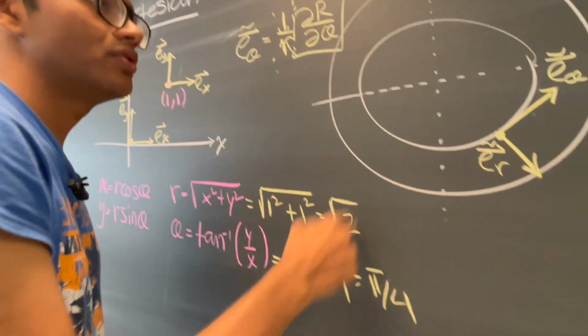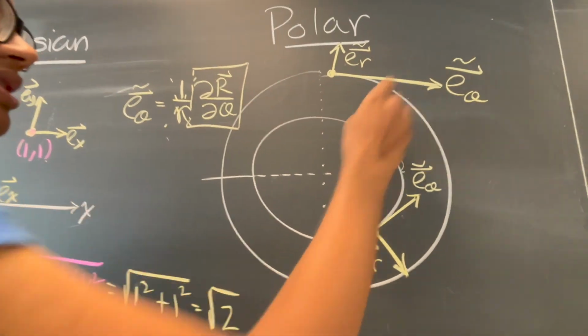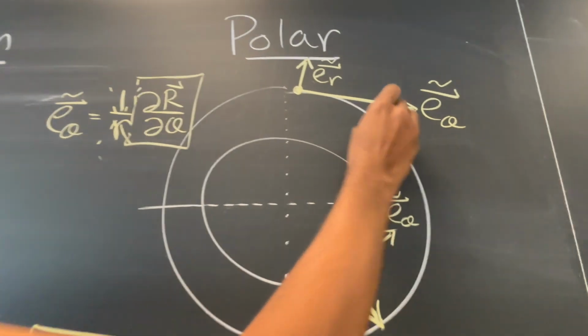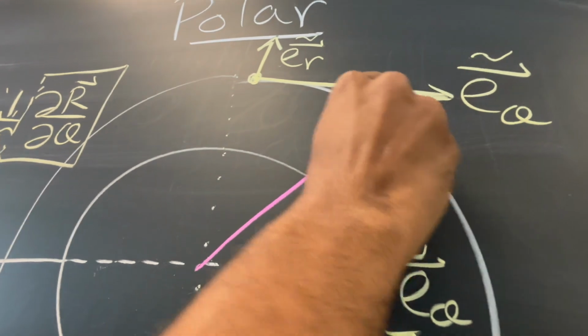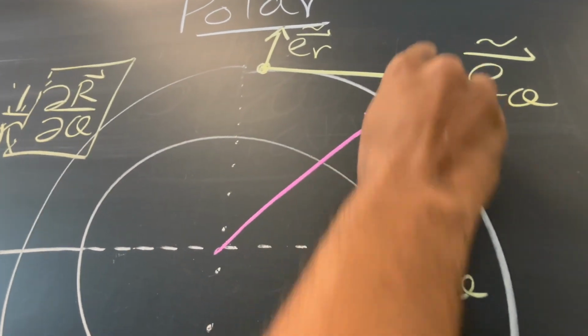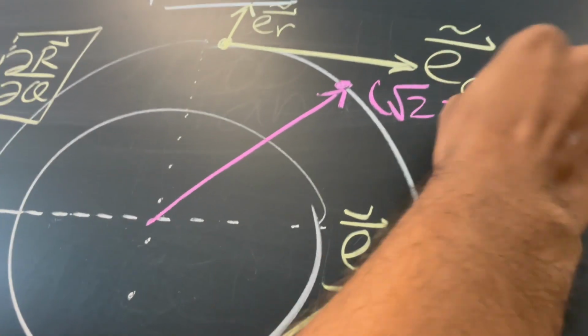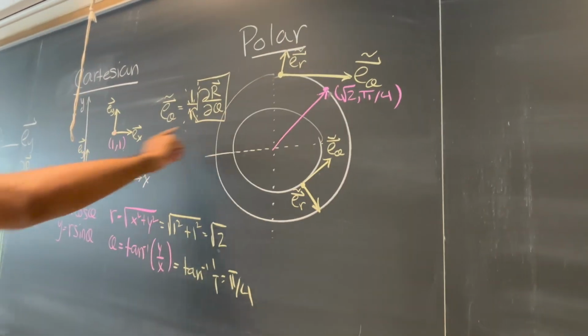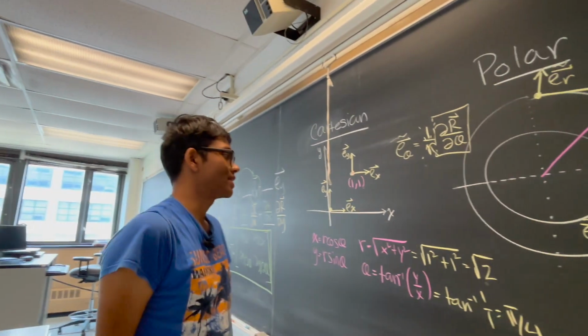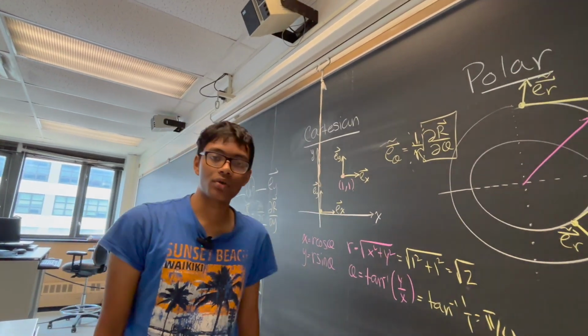It's going to be the square root of 2, so it's going to be somewhere between r is 1 and r is 2. So let's say this is r is 2, and it's going to be at an angle of pi over 4. So pi over 4 is about this. So let's say that this is our new point, square root of 2, comma pi over 4. So this is our point. This is the exact same point in two different coordinate systems, in the Cartesian and in the polar coordinate system.